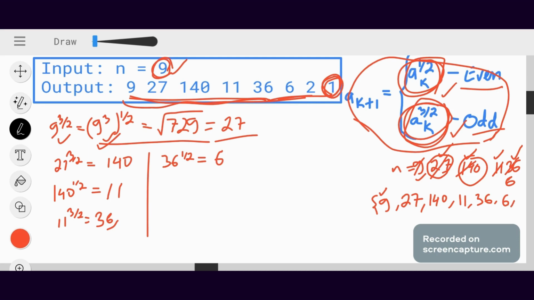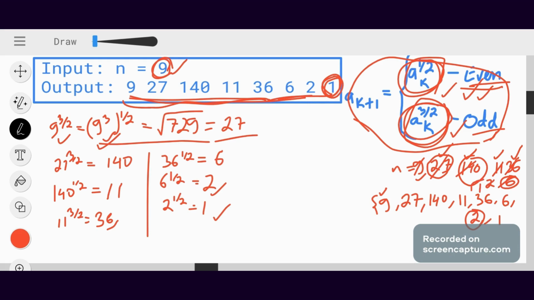Again, is my 6 odd or even? It is even. So which formula to apply? This one. So, find the square root of 6. You will get 2. My next term is 2. Update your n to 2 and push this next term 2 to your sequence. Now, is my 2 odd or even? It is even. So which formula to apply? This formula of even. So square root of 2 gives me what? 1. This is my next term. Push this to your sequence and my n is updated to 1.